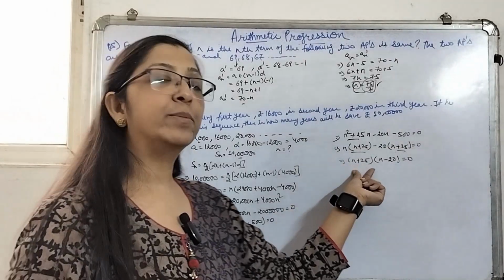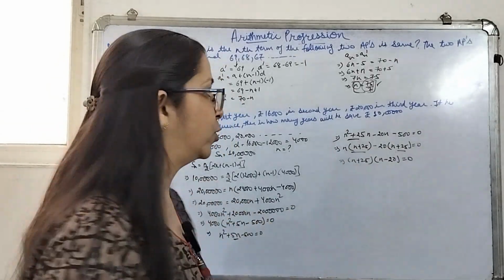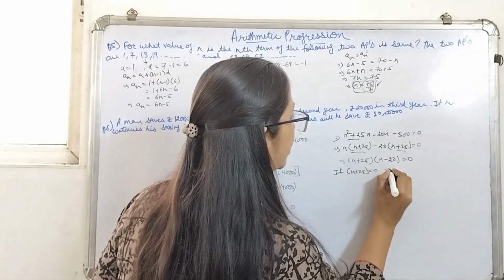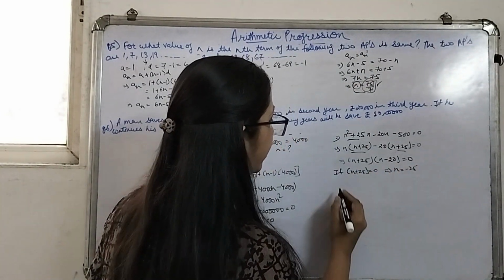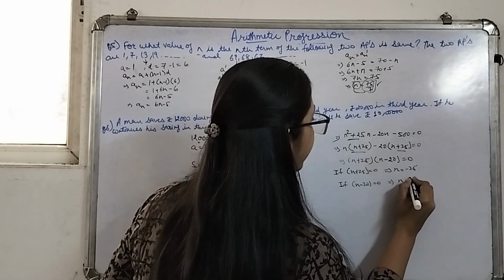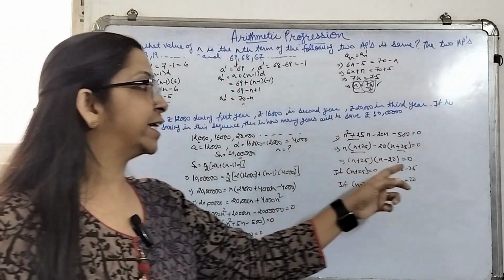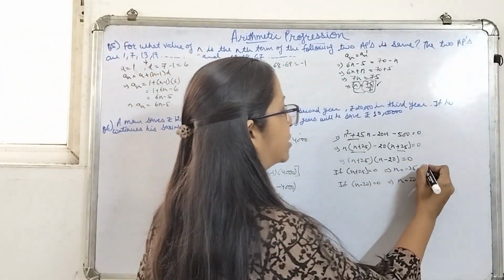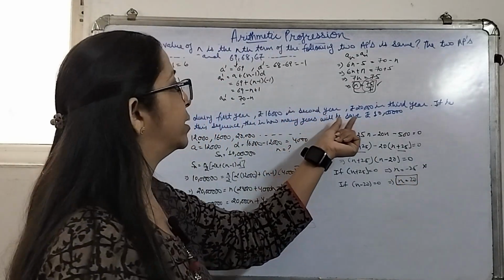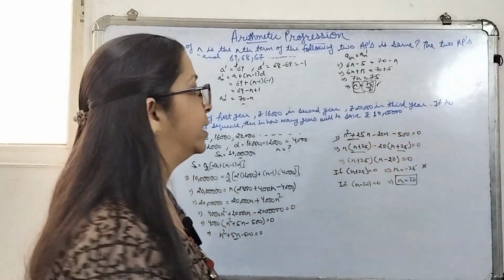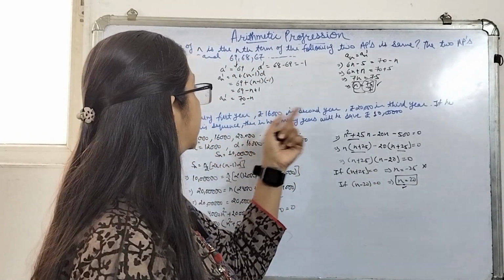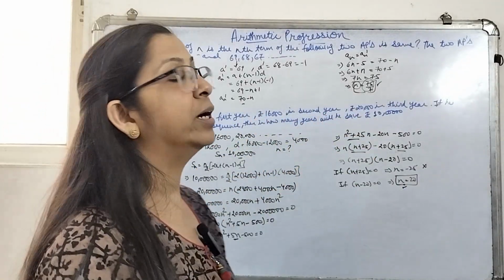Now either this bracket will be 0 or this bracket will be 0. So if n plus 25 is 0, the value of n will be minus 25. And if n minus 20 is 0, in that case n will be 20. Number of years cannot be negative, so we will be ignoring this value. That means in 20 years, he will be saving a total amount of 10 lakh rupees. That means the value of n is 20 years. In 20 years, the man will be saving 10 lakh rupees.